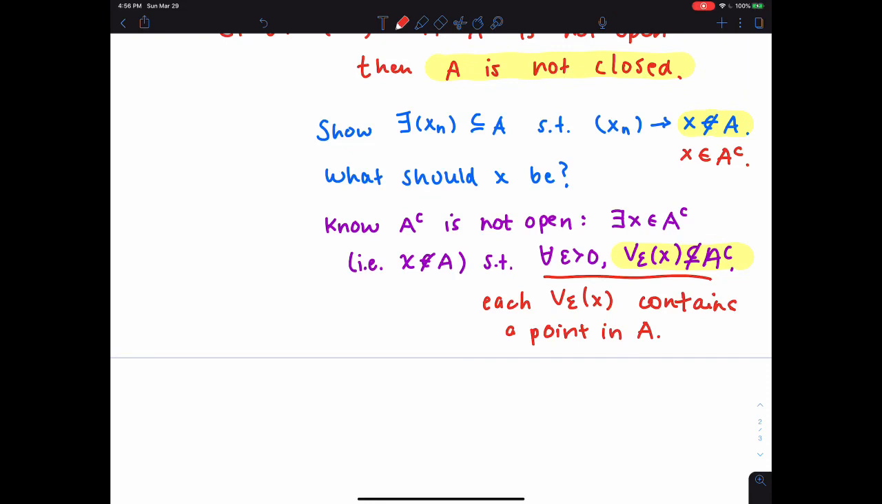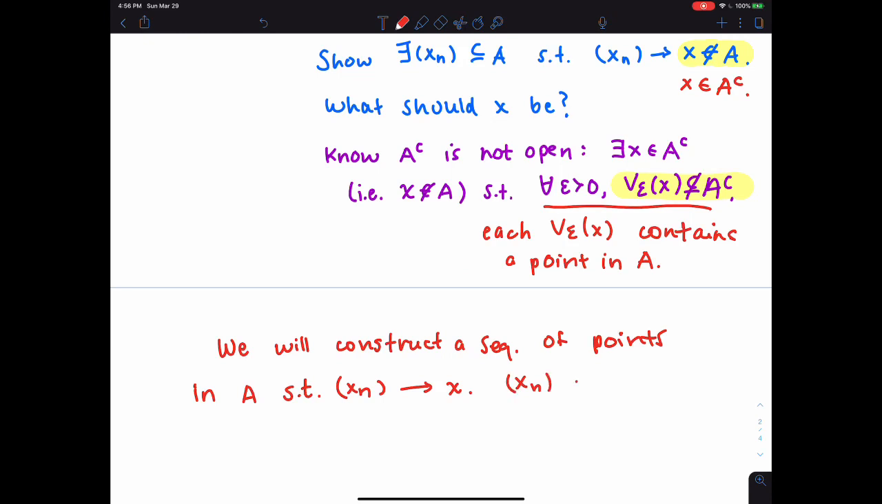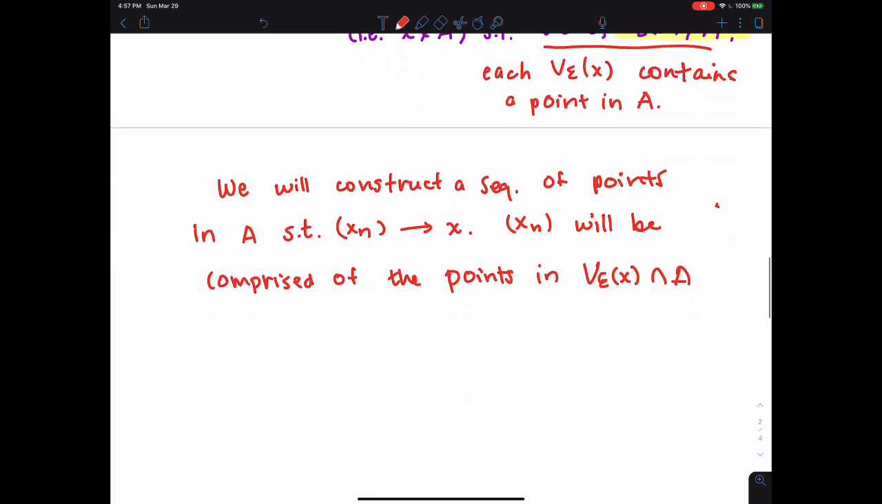This is going to be how we construct our sequence. So we will construct a sequence of points in A such that that sequence x_n converges to our X. And x_n will be comprised of the points in V_epsilon(X) intersect A, for a sort of descending sequence of epsilon values. So we're going to look at epsilon going to 0.